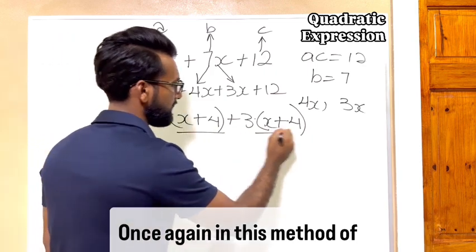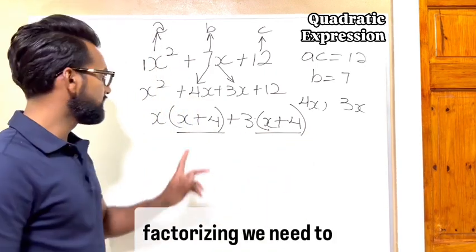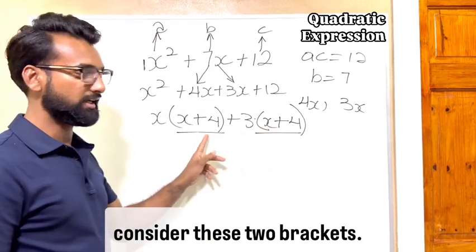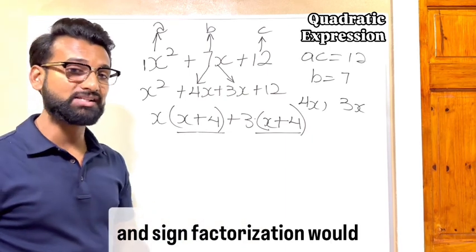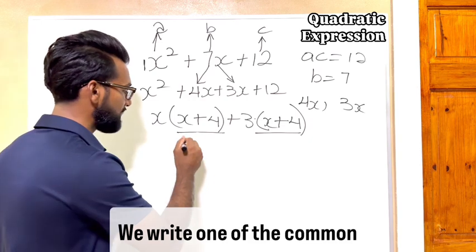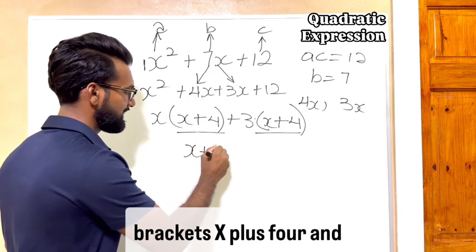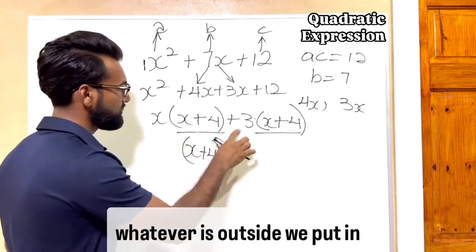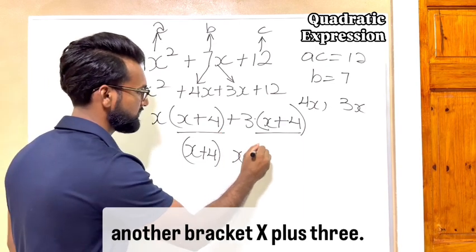Once again, in this method of factorizing, we need to consider these two brackets. Once we have identical terms and signs, the factorization is a success. So we rewrite one of the common brackets, x plus 4, and whatever is outside, we put in another bracket, x plus 3.